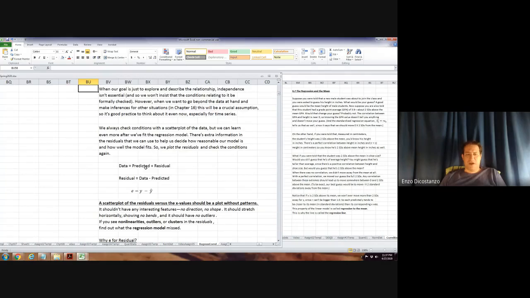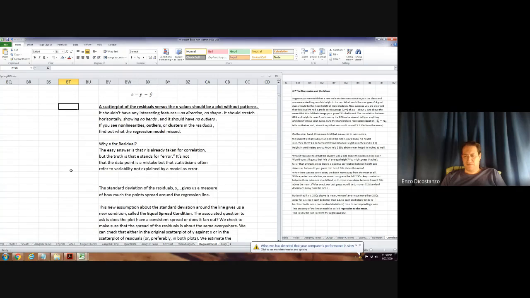But yeah, we've done this already. It says a scatterplot of the residuals versus the x value should be plotted without patterns. Now it says versus x value, but it's really versus the predicted y. If you see nonlinear patterns, outliers or clusters in the residuals, find out what the regression model missed. There shouldn't be any bends. The residual graph shouldn't have any outliers, no direction, no shape, and we'll show you that in the example that's coming next.